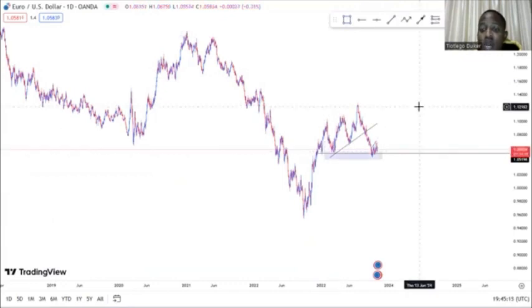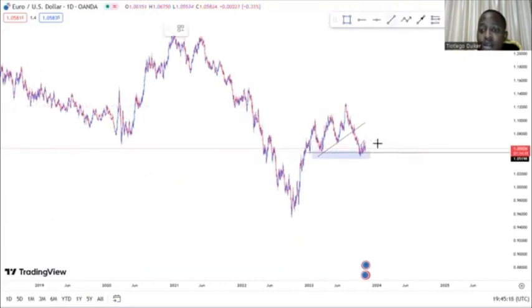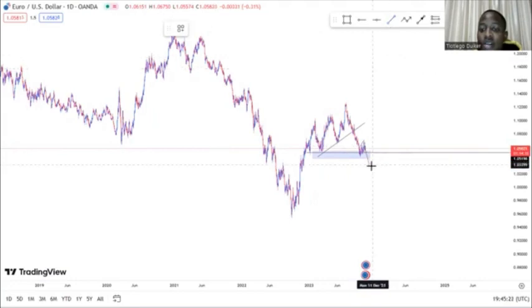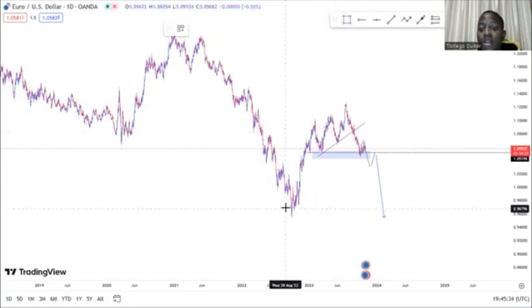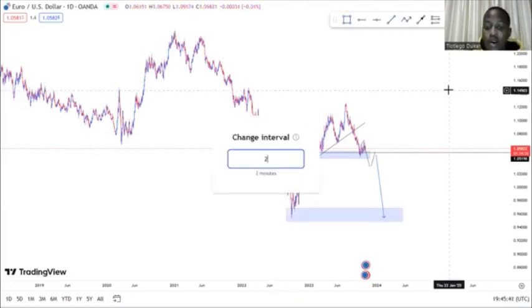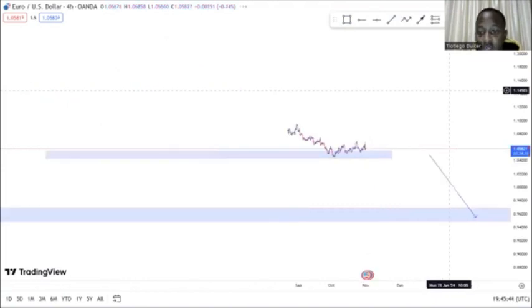Might look for the market to break this in an impulse, then maybe have a bit of a correction, retesting these highs. Then we know that the market now has to continue shooting to the downside. It has to respect the structure, maybe shoot to the downside till it reaches this low. So let's move to my 4-hour time frame and actually have a look at this.